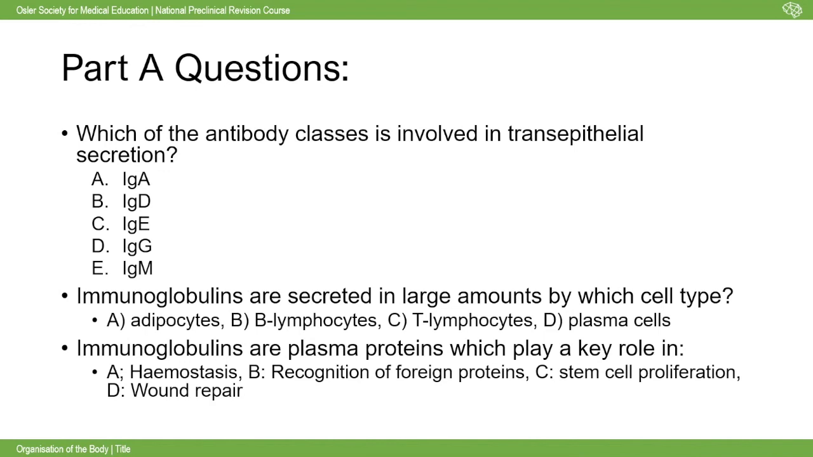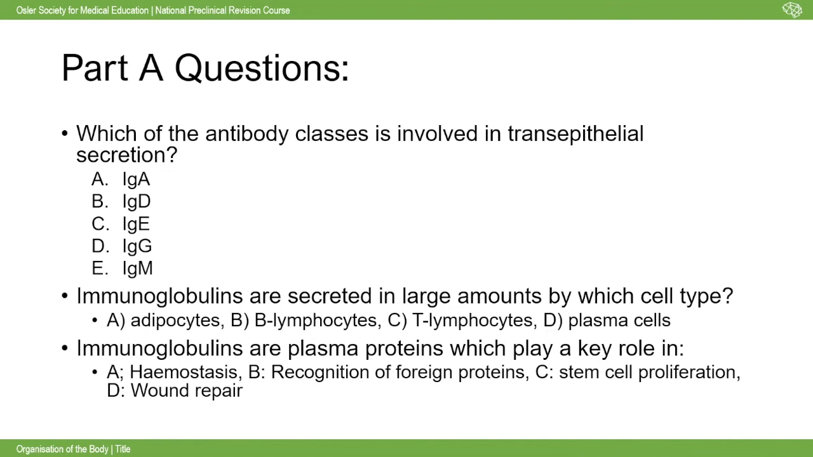So we know that the antibody class involved in transepithelial secretion is actually our IgA antibody. Our immunoglobulins are secreted in large amounts by which cell type? That's going to be our plasma cells.